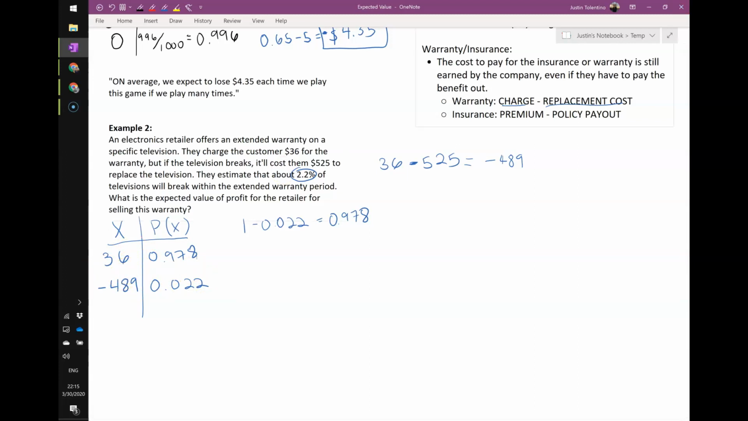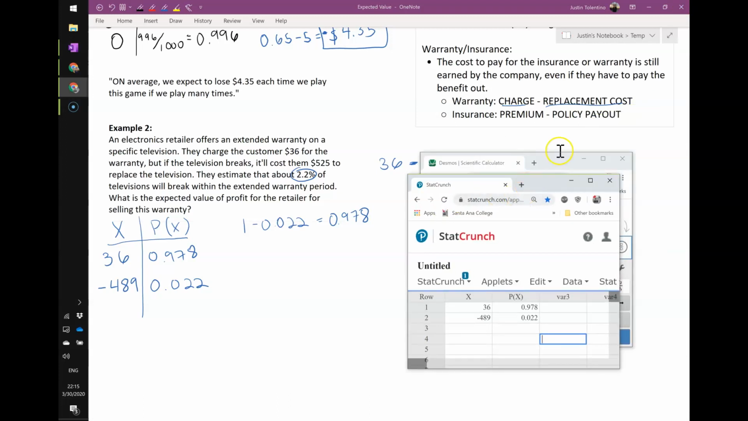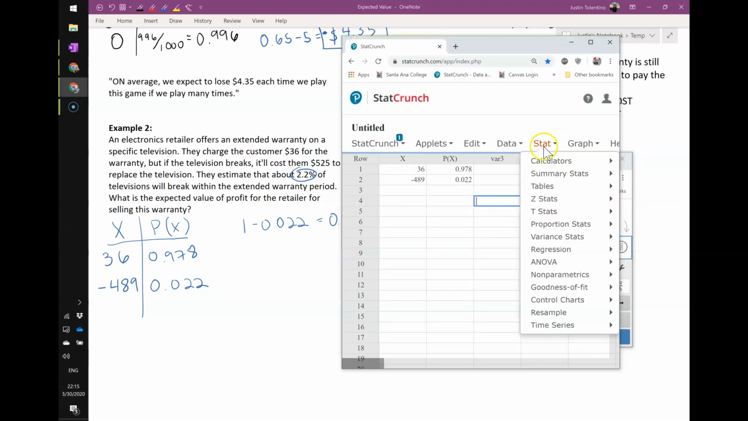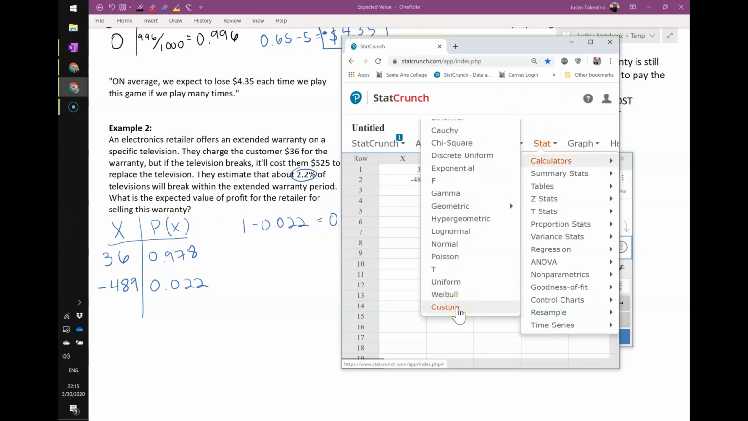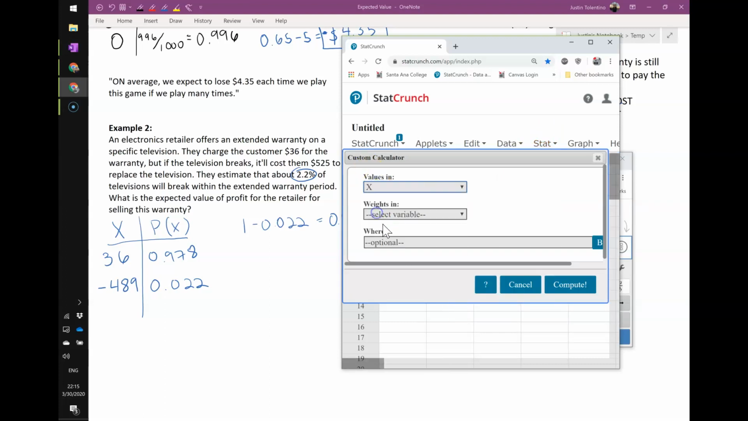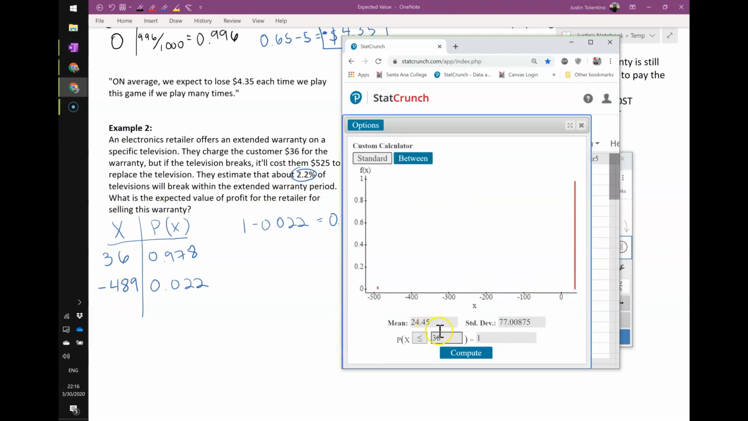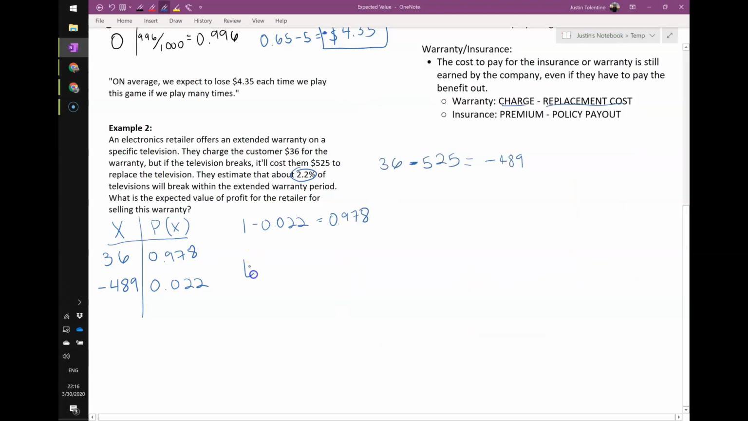Step 2, let's find the distribution expected value. So looking back at our table, I put that same exact table here. Again, we're just going to do stat calculators custom, choose our variable as the values, choose our weights as the probabilities, compute, and we see the expected value is 24.45. So the expected value for our amount of profit we make is 24.45.